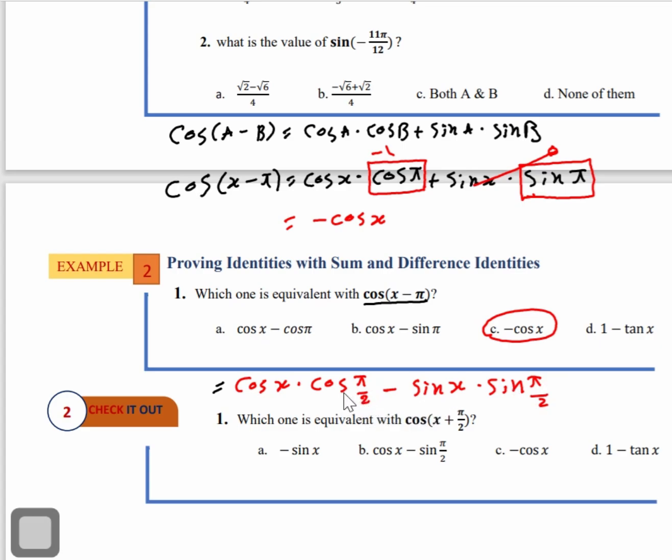Cosine pi over 2, you can evaluate it as cosine 180 divided by 2. Cosine pi over 2 will be 0, and sine pi over 2 will be 1. So 0 multiplied by anything will cancel, and 1 multiplied by negative sine x equals negative sine x. So branch A is our right answer.